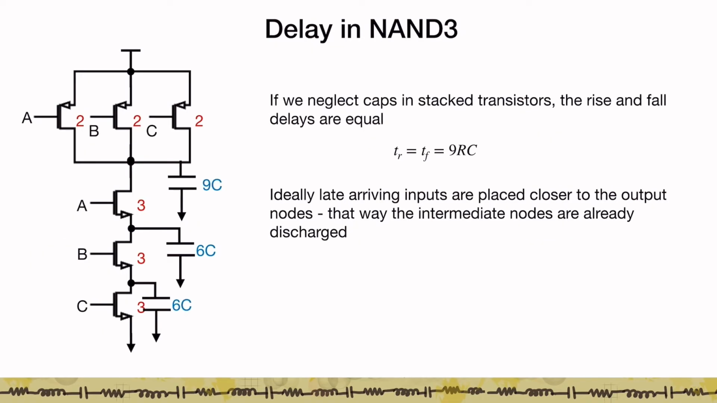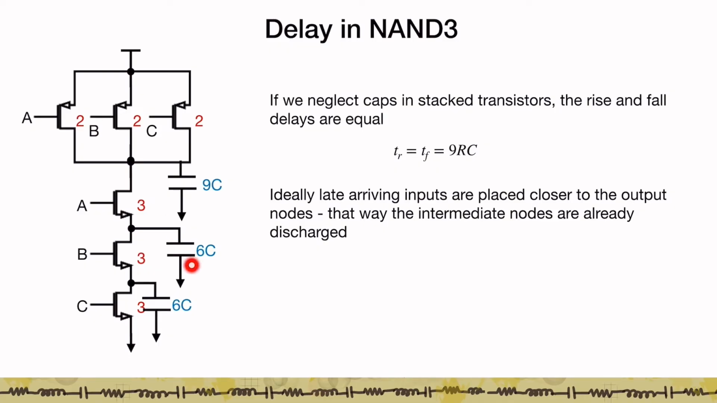Now let's look at the NAND 3 gate. So in the NAND 3 gate again, we have the 9C capacitor at the output, and that comes about because of 3 PMOS drains, each of size 2. So it's 2C plus 2C plus 2C, which is 6C, and an additional 3C from the drain of the NMOS transistor, giving you a 9C capacitor at the output node. And then you have a 6C capacitance at these intermediate nodes.